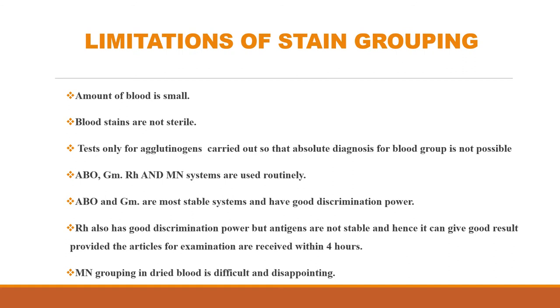Limitations of stain grouping. The amount of the blood is small. The blood stains are not sterile. The test is only for agglutination occurring, so that absolute diagnosis for blood group is not possible. ABO, GM, RH, and MN systems are used routinely. ABO and GM are the most stable systems and have a good discrimination power. Whereas the RH also has good discrimination power, but the antigen is not stable and hence it can give good results provided the article of examination is received within 4 hours. MN grouping in dry blood is difficult and disappointing.